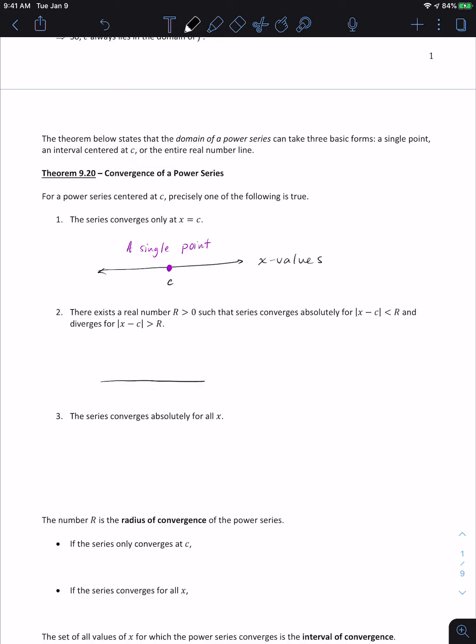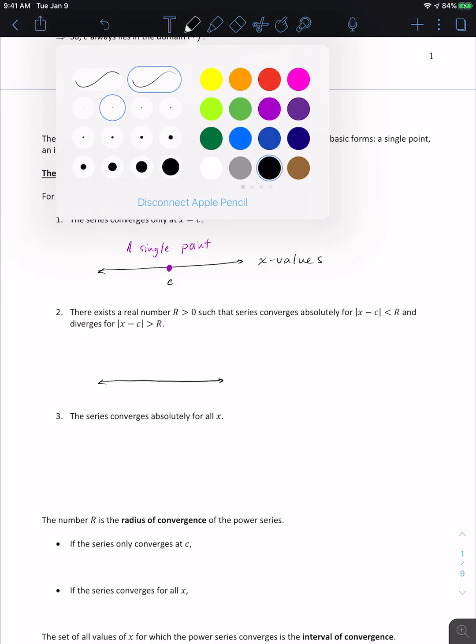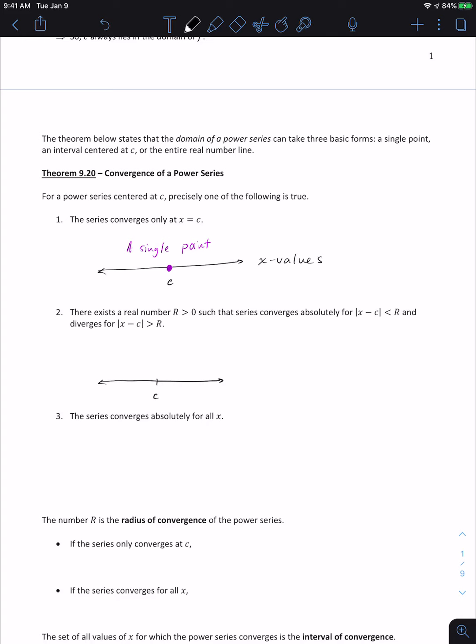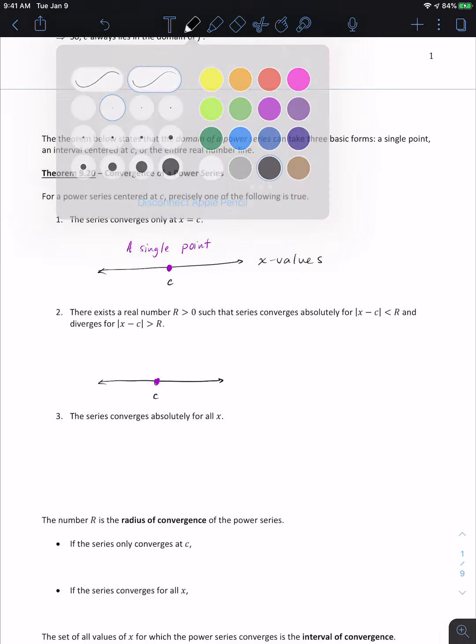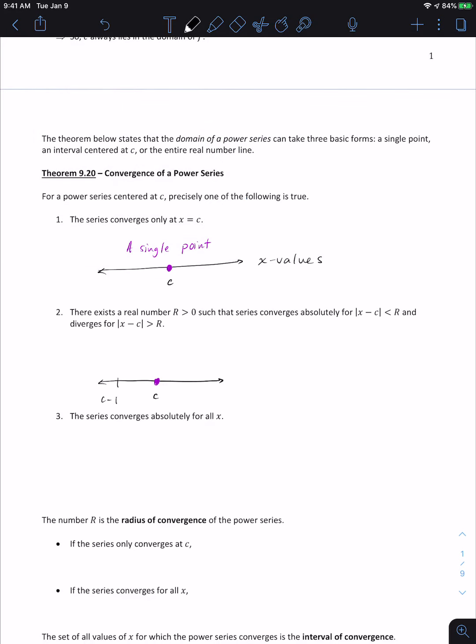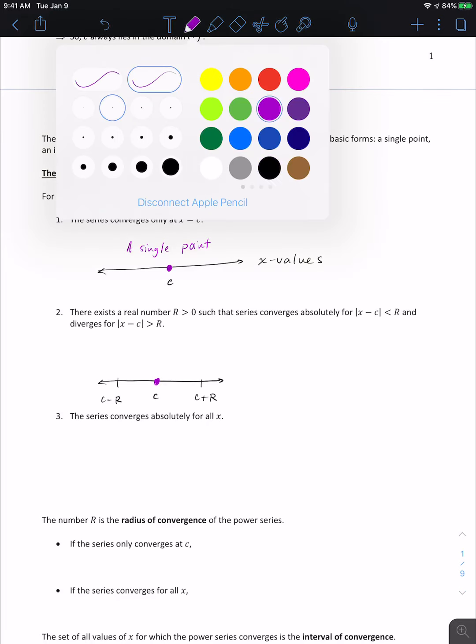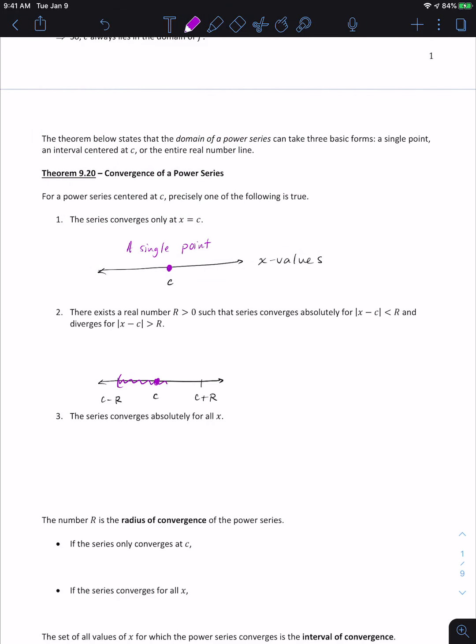Well, that means, remember, anytime we have absolute value of something minus something, that is telling us an interval, right? Because absolute value means plus or minus. So what this is basically saying is we know at C we're good. And we also know that if I take this value, which is C minus R, and this value, which is C plus R, then everybody in this interval converges, right? Again, this is the distance R, this is the distance R.